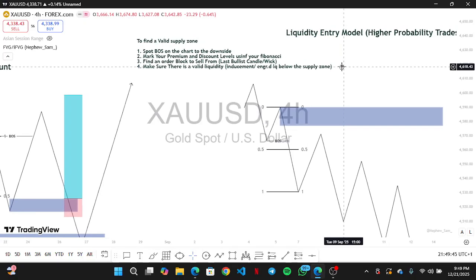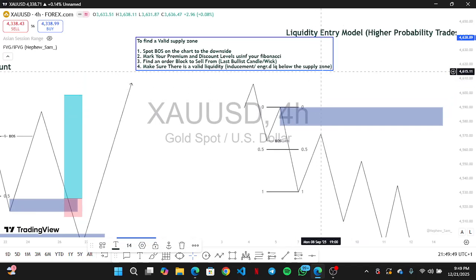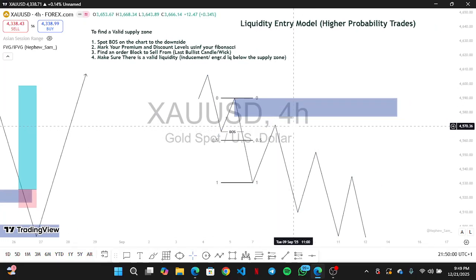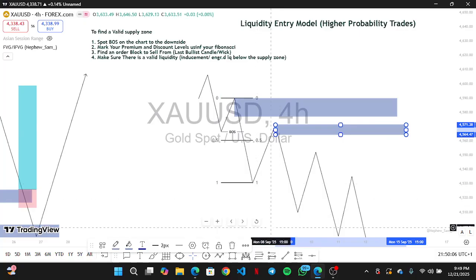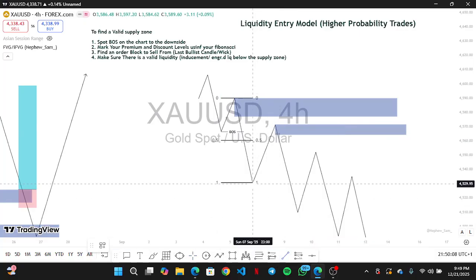So when this happens, when you get this checklist as well below the supply zone, this valid liquidity is going to be another supply zone. For instance, in this case now, you can see this is another supply zone here because market created another break of structure. If you look very well, market created another break of structure here.